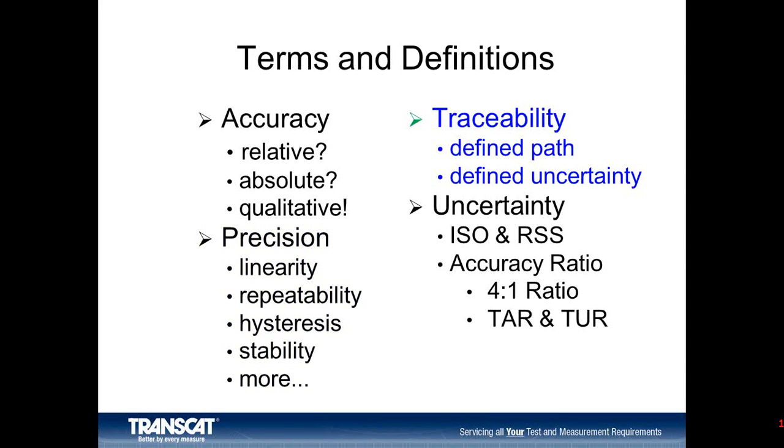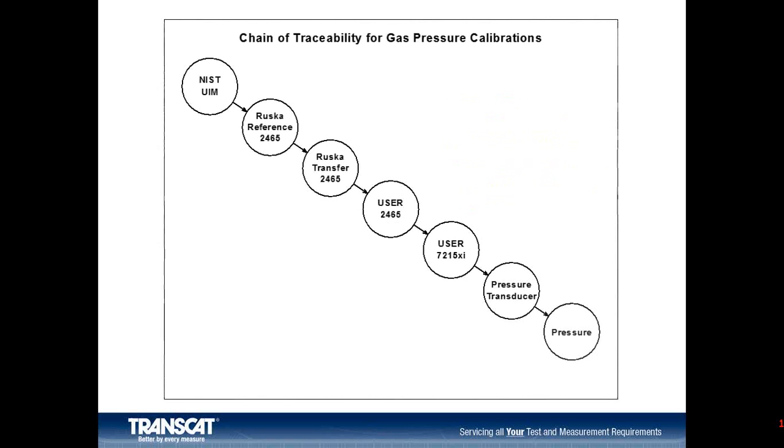They also may be contributing factors to the uncertainty assessment as we pass our knowledge of a measurand down the chain of traceability, which leads to the next topic, traceability. What is traceability? There are 2 subtopics here, a defined path of traceability and a defined uncertainty. So let's talk about that in a little more detail.